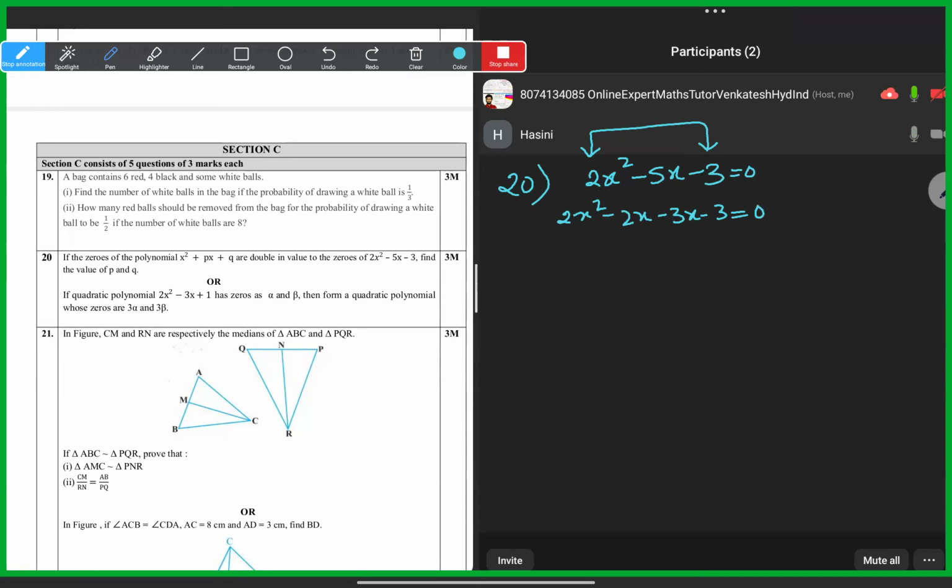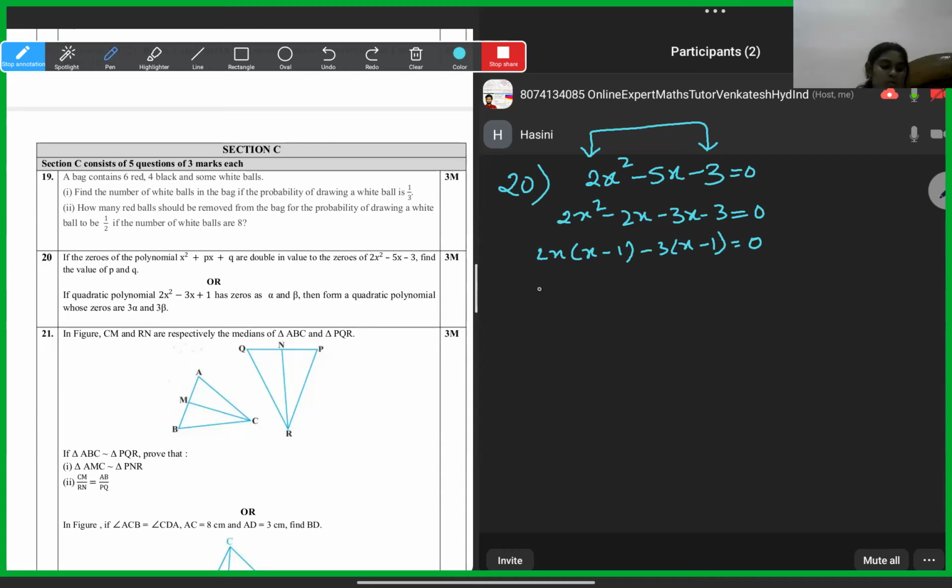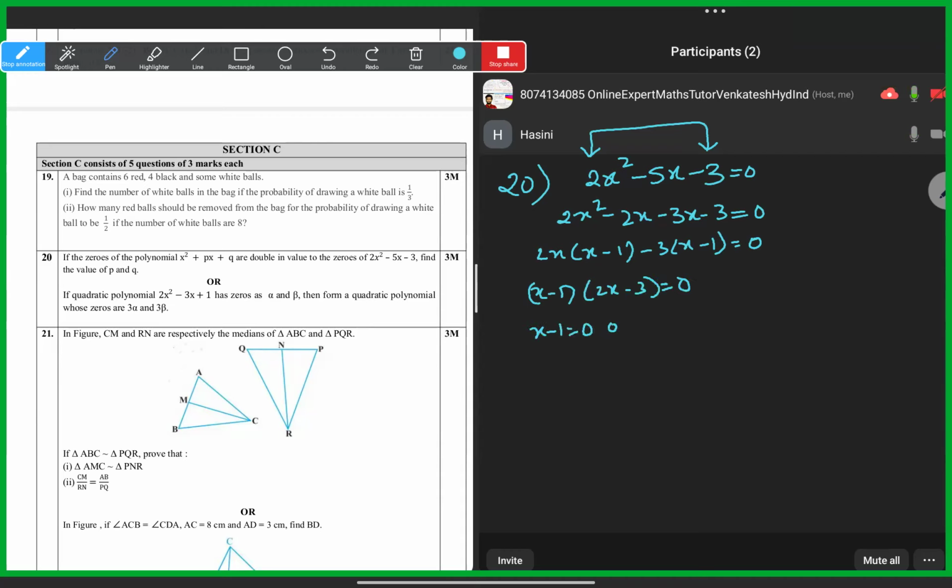Into factorization. So (2x minus 3) into (x minus 1) minus 3 into (x minus 1) is equal to 0. Any doubt? No, sir. Now (x minus 1) into (2x minus 3) is equal to 0. So x minus 1 is equal to 0, or 2x minus 3 is equal to 0. So x is equal to 1.